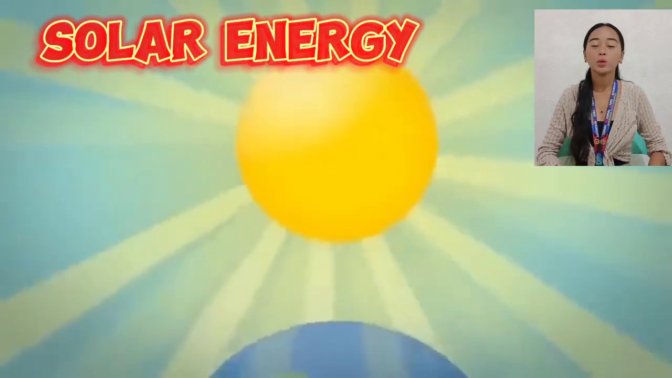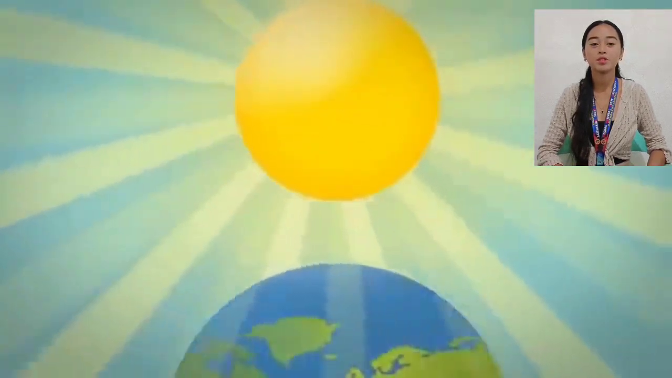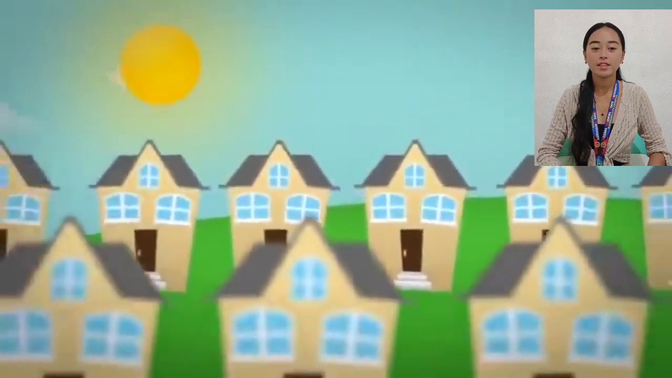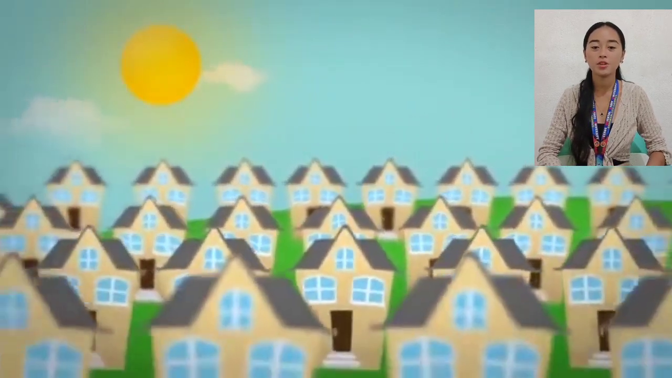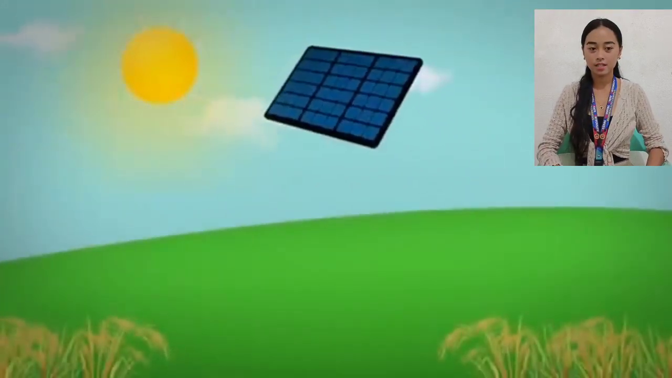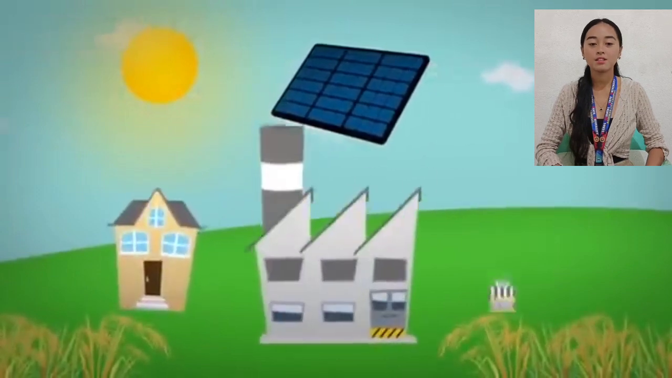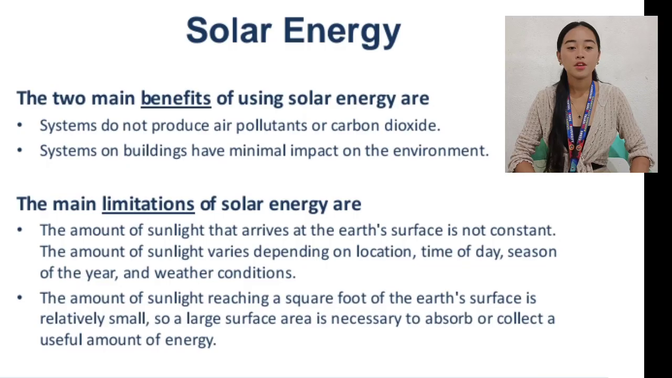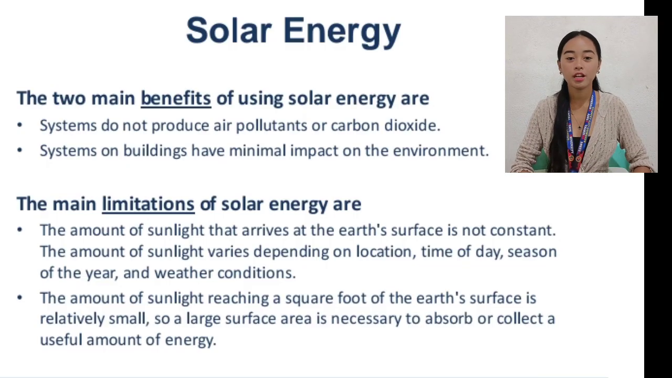Solar energy. We use solar thermal energy systems to heat water for use in homes, buildings, or swimming pools, heat the inside of homes, greenhouses, and other buildings, and heat fluids to high temperatures in solar thermal power plants. Solar photovoltaic devices or solar cells change sunlight directly into electricity. There are two main benefits of using solar energy. First, systems do not produce air pollutants or carbon dioxide. Second, systems on buildings have minimal impact on the environment.